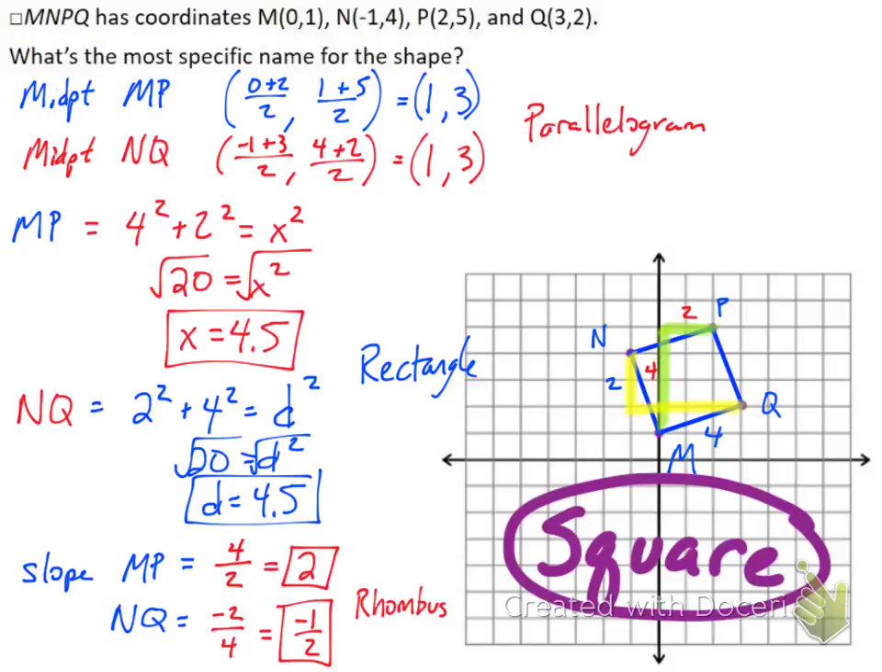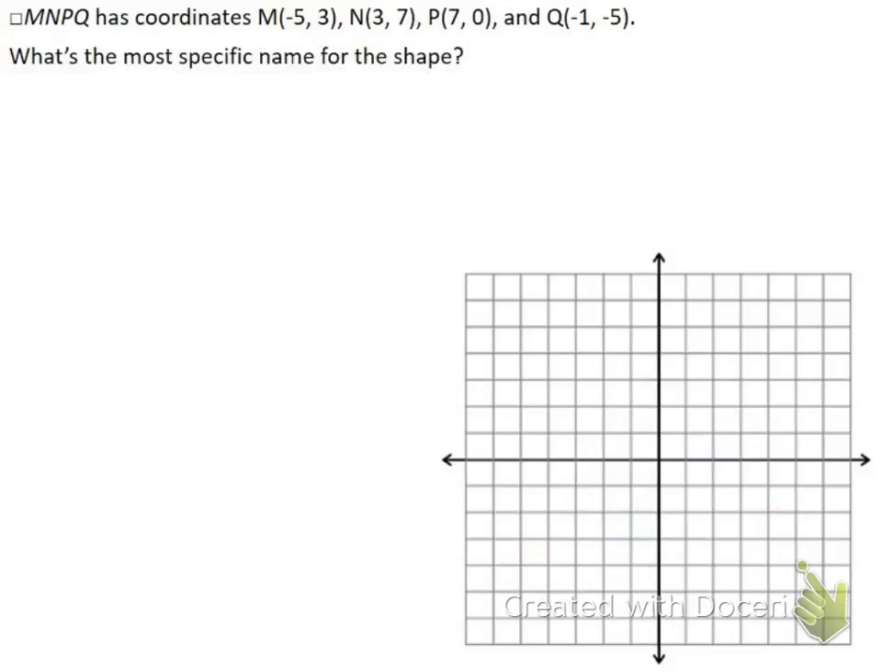Go ahead and flip over to the back then. And so this next one, this is why we do the midpoint first. So with this next one, first thing I'm going to do is find the midpoint of MP, which again gives me negative 5 plus 7 divided by 2, and then 3 plus 0 divided by 2.